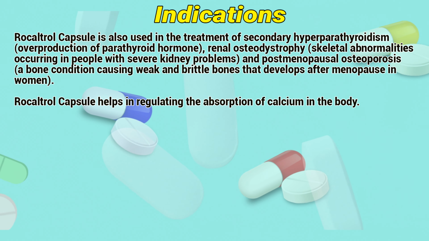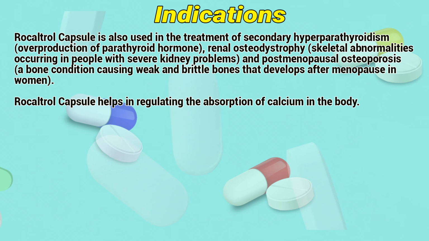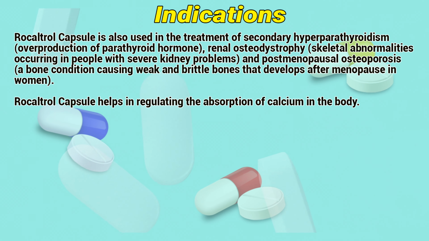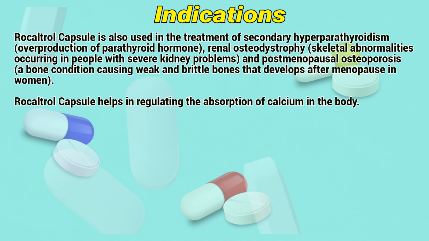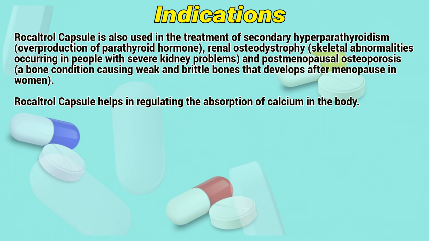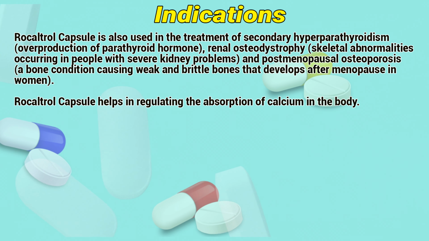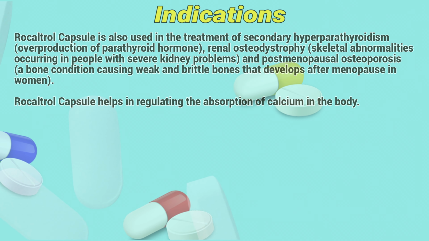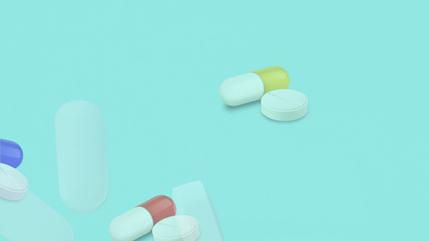Indications: Rocaltrol capsule is also used in the treatment of secondary hypothyroidism, overproduction of parathyroid hormone, renal osteodystrophy, skeletal abnormalities occurring in people with severe kidney problems, and postmenopausal osteoporosis, a bone condition causing weak and brittle bones that develops after menopause in women. Rocaltrol capsule helps in regulating the absorption of calcium in the body.